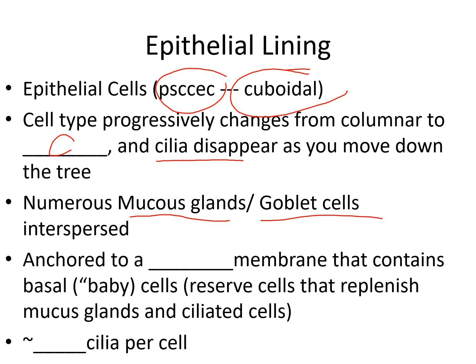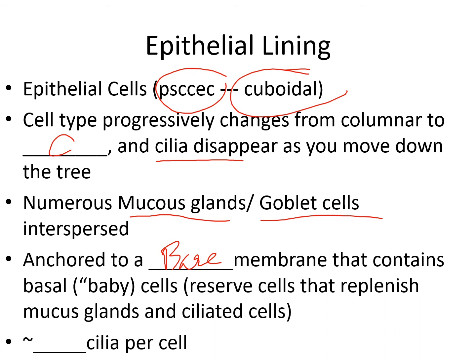The epithelial lining, well, what holds the epithelial lining together? Well, it's anchored to a basement membrane. So this should be the basement membrane that contains basal or baby cells, right? That's why I called it the nursery earlier, because it's adorable. It reserves cells that replenish the mucus and ciliated glands when it's time for them to be replenished. We already have the backups ready to go. This is the bench if you're looking at it in a sports analogy.